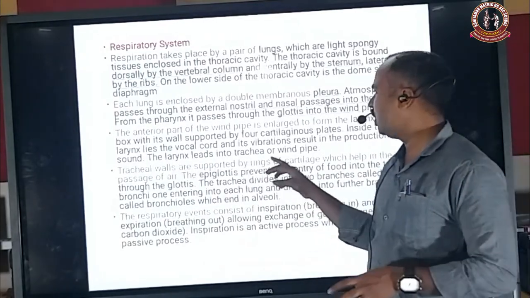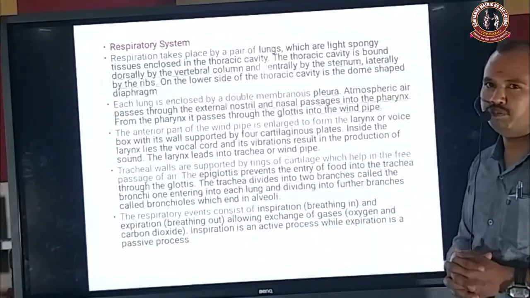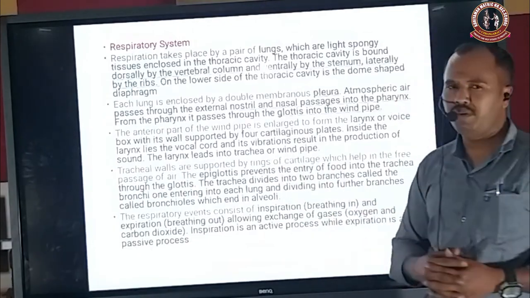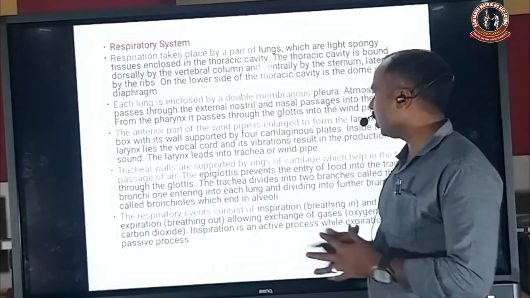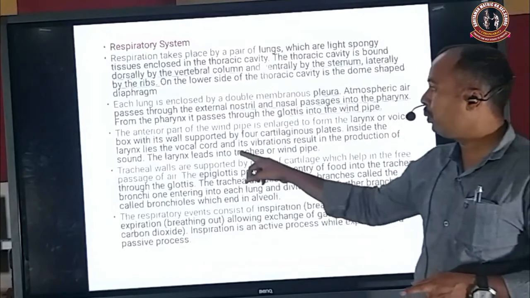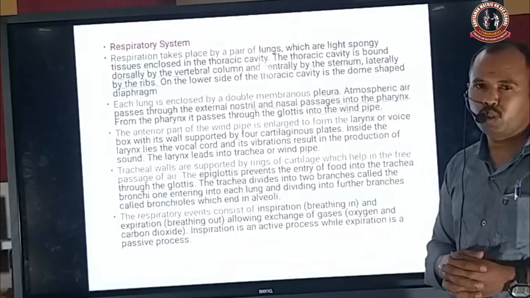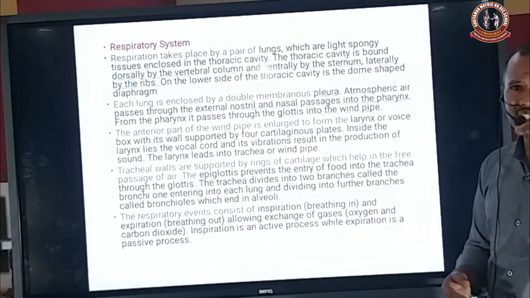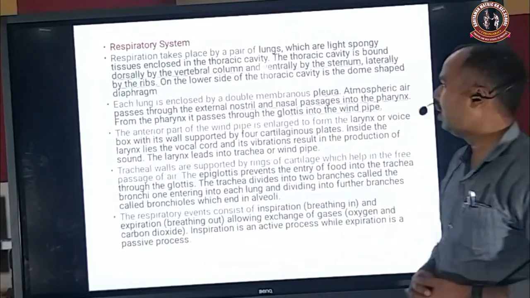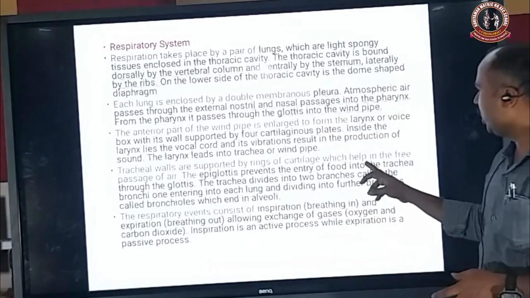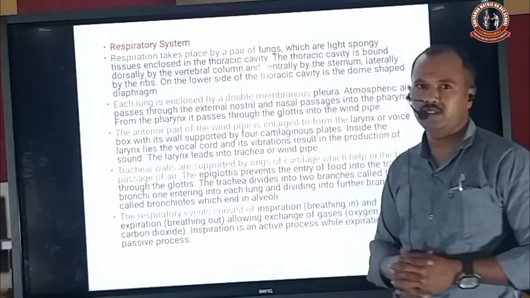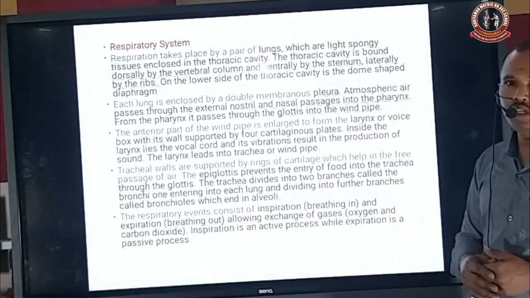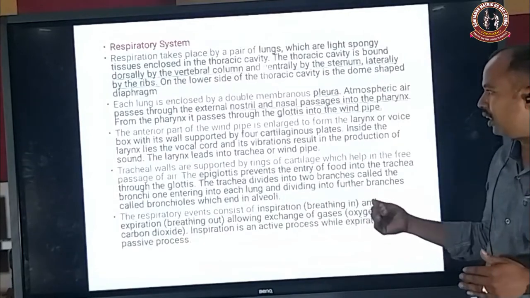The larynx leads into the trachea, or windpipe. The tracheal walls are supported by rings of cartilage, which help in the free passage of air. With the help of that, the process of inhalation and then exhalation happens. The epiglottis prevents the entry of food into the trachea through the glottis. With the help of that, food entry into the glottis is avoided.